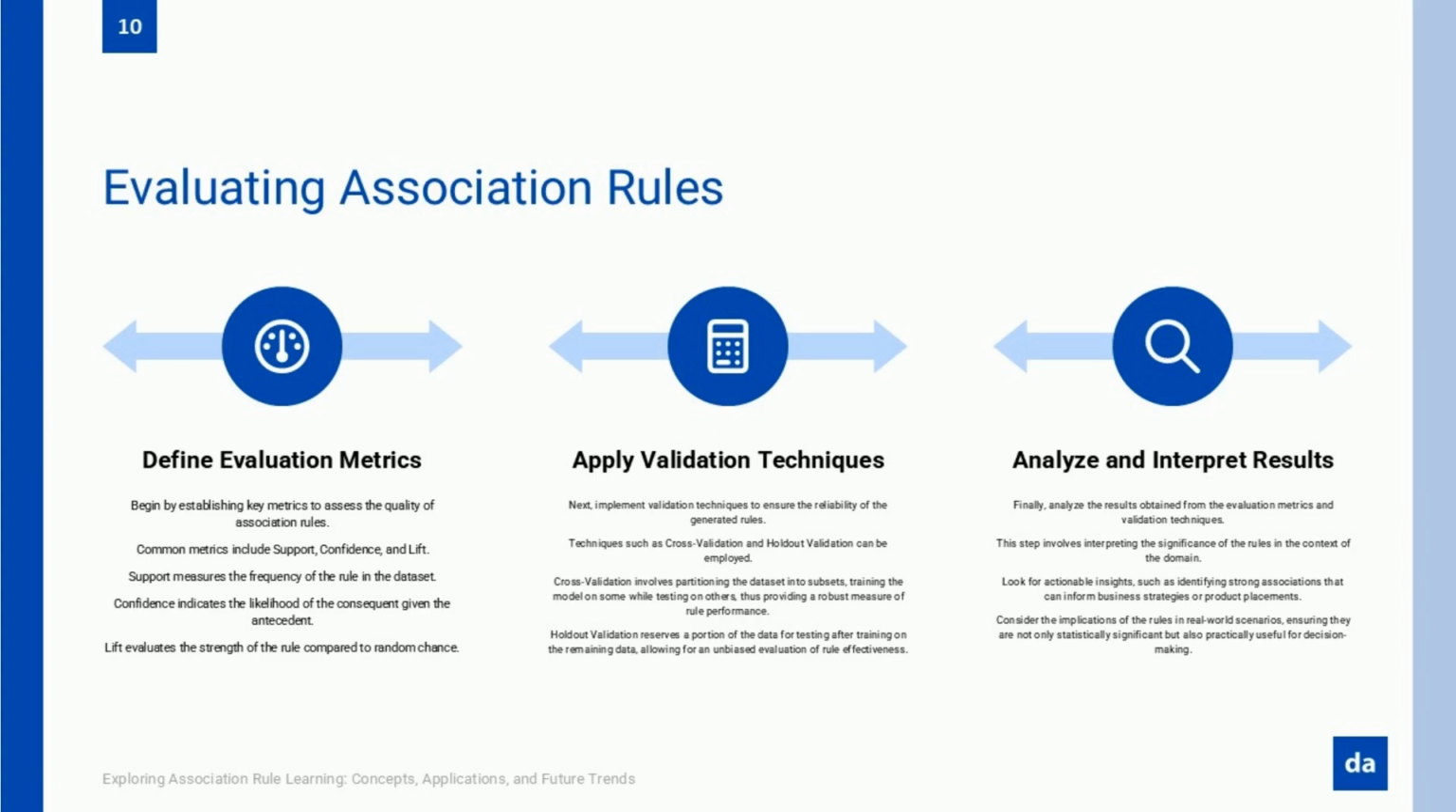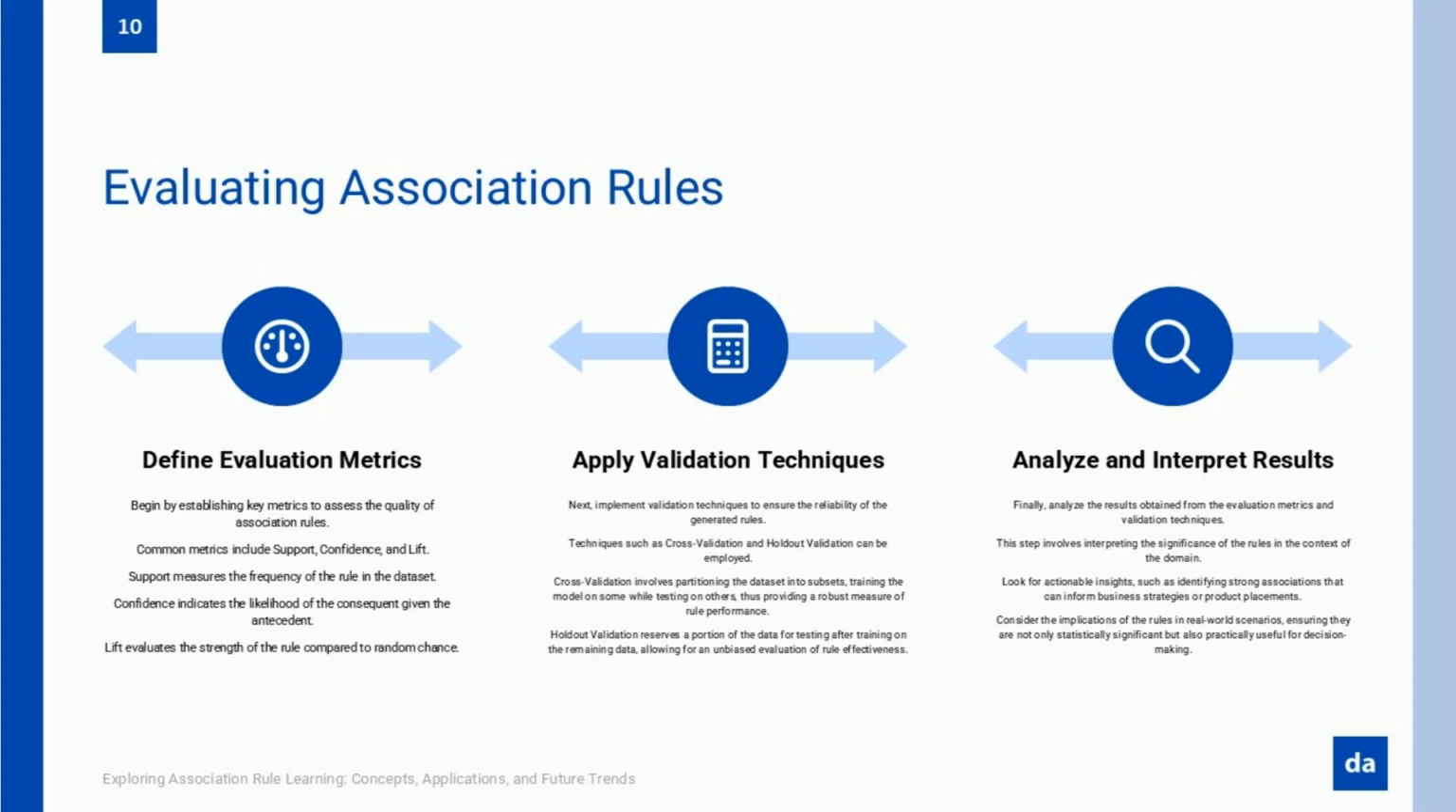And then there's holdout validation. Think of it like saving a slice of cake for later to see if it still tastes as good the next day. You hold back a portion of your data, test the rules on the rest, and then check them against your reserve slice to make sure they still deliver.